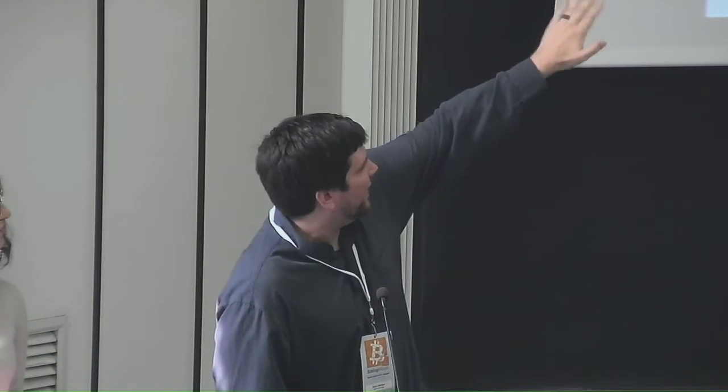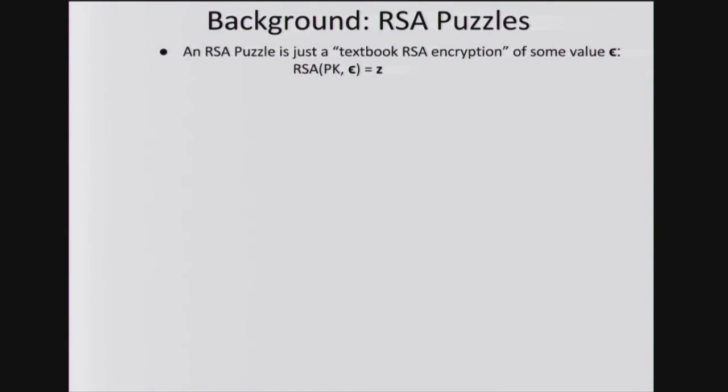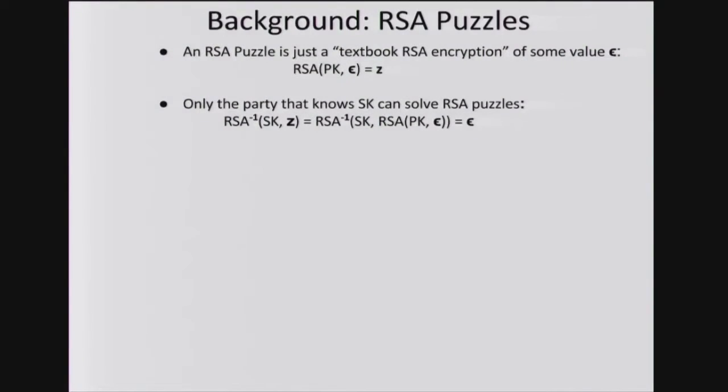The main cryptography I'm going to use to do this is RSA. We introduced the idea of RSA puzzles. An RSA puzzle is just a textbook RSA encryption of some value epsilon. It's always going to be the Tumbler that's creating these RSA puzzles. So the Tumbler has a public key, and it performs the RSA operation on epsilon and generates Z, which is our RSA puzzle. Now, notice that the Tumbler has a secret key.